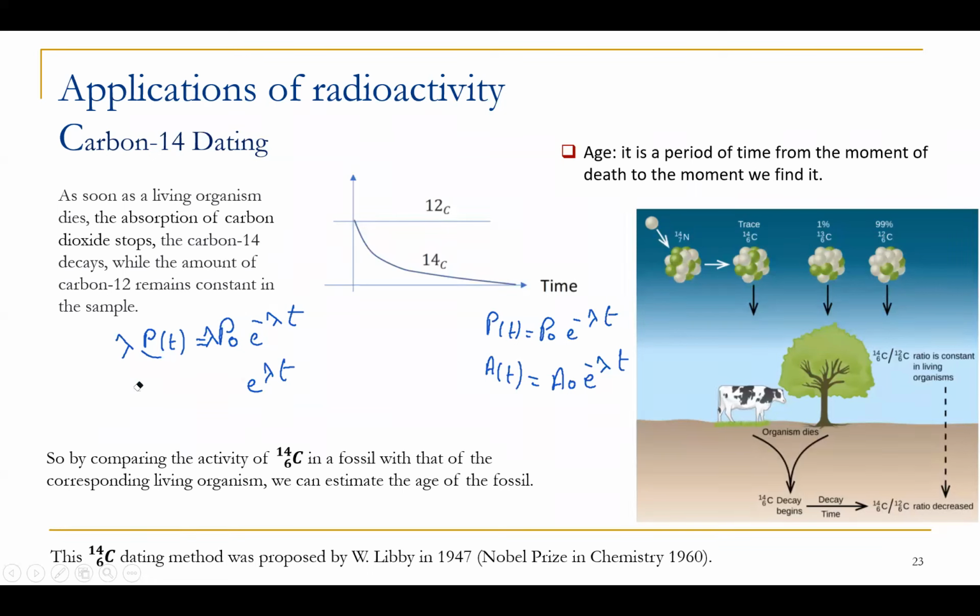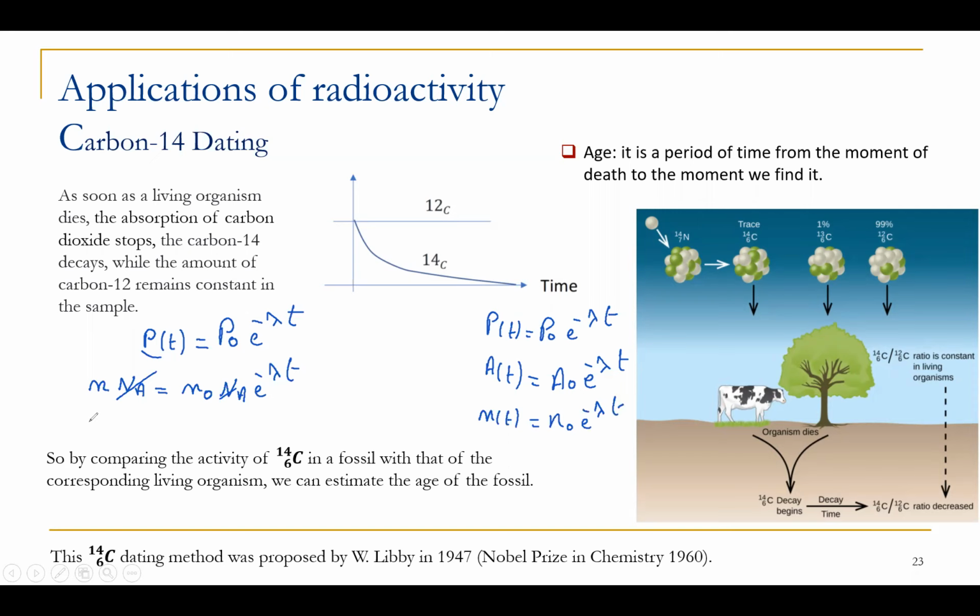Also, as we said before, the number of atoms N equals the number of moles times Na, which equals the initial number of moles times Na times exponential minus lambda t. So we can eliminate Na with Na and find this relation: the number of moles at a time t equals the initial number of moles times exponential minus lambda t.